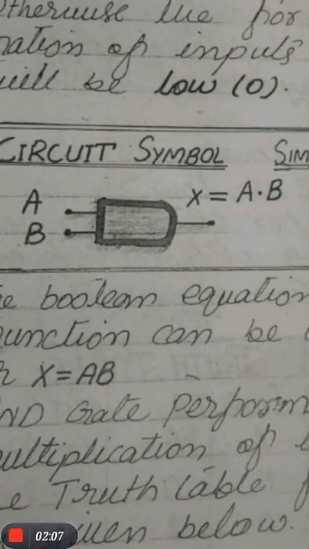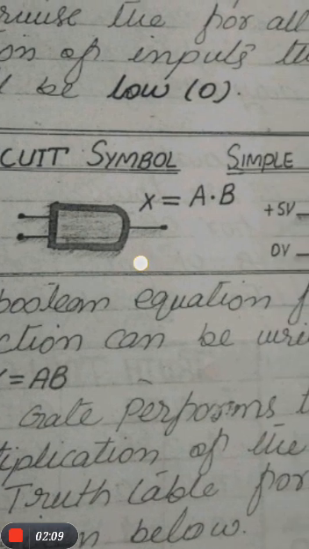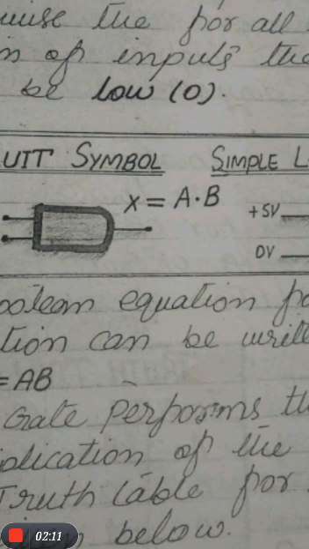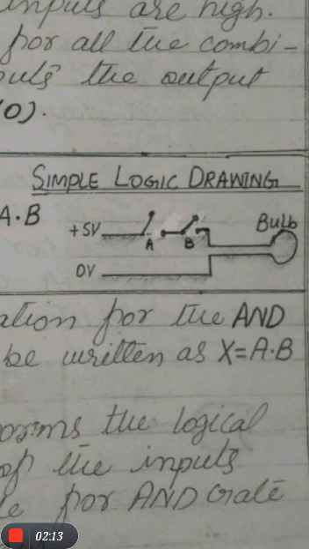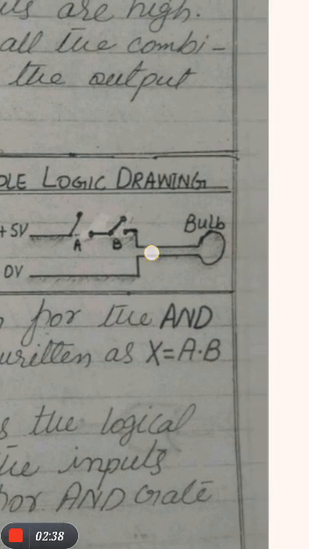The circuit symbol for the AND gate is shown. It has two inputs A and B, and the output is X equal to A dot B. The logical symbol or the circuit diagram is shown, in which there are two switches A and B. If both of the switches are off, meaning 0 0, then the bulb will be off. If one of the switches is on and the other is off, still the bulb will be off. Only when both of the switches are on, the bulb will be on.